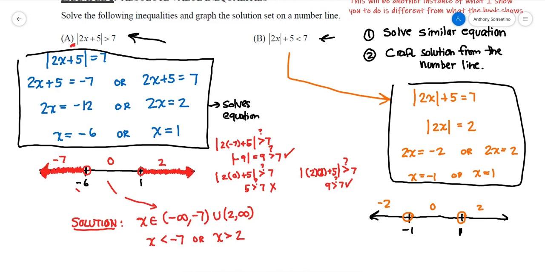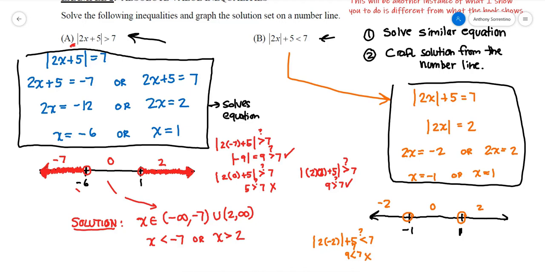And so if I go back to the original inequality, and I use the -2, I'm going to have the absolute value of 2 times -2 plus 5. Is that less than 7? Well, 2 times negative 2 is negative 4. Negative 4 absolute value is 4. 4 plus 5 is 9. Is 9 less than 7? No. So I'm not going to shade that region in.